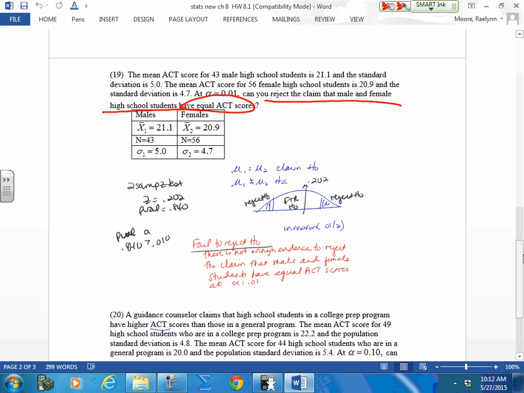If we don't have enough information to reject it, are we agreeing with it? Yes, we're agreeing with it. We just can't say we agree, we disagree, we like it, we dislike it. It's good, it's not good. We have to use the same words. There's not enough evidence to reject that they were equal.